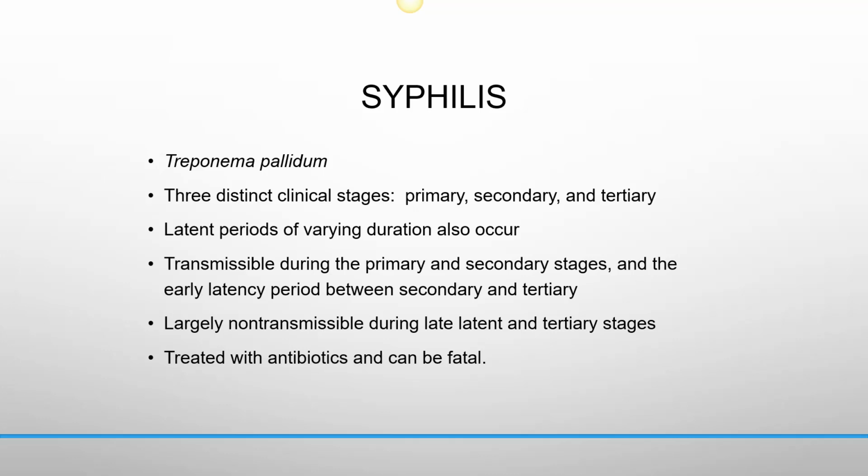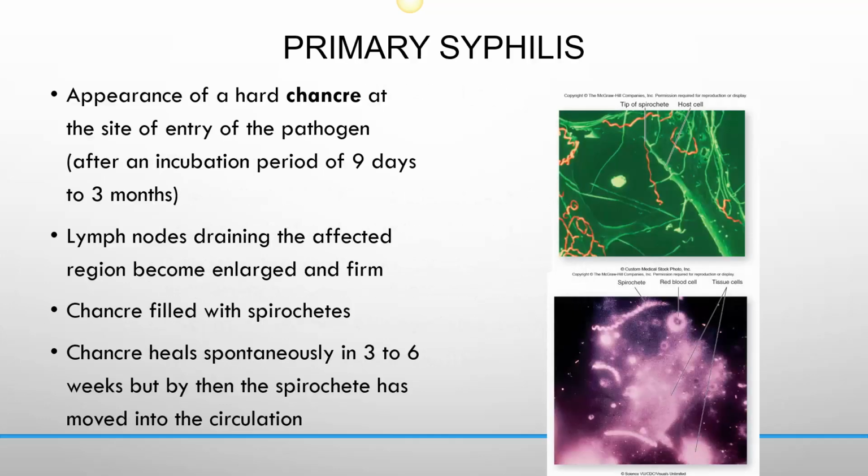There are 3 distinct stages to syphilis. There's primary, secondary, and tertiary syphilis. And after you get to tertiary, likely you will die from the syphilis. So there's latent periods of varying duration that also occur between each one of the stages. This is transmissible during the primary and secondary stages and the early latency period between the secondary and tertiary, but once you're in tertiary syphilis, you are not contagious anymore. It's treated with antibiotics, but it can be fatal if left untreated.